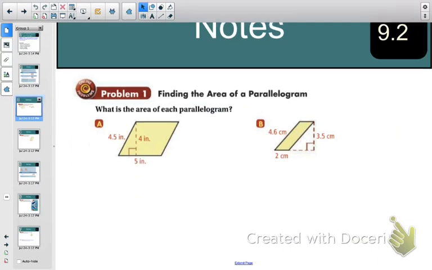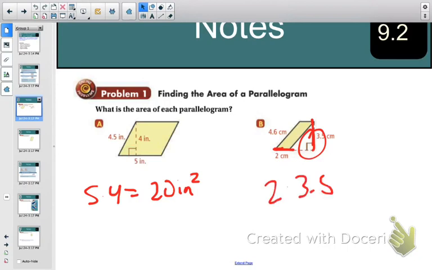Okay, so what is the area of each parallelogram? So for this one, we have to look at the right angle here. We want to use the two sides that form that right angle, which is this side and this side, those two lengths. So it's just going to be 5 times 4, which gives us 20 square inches, because it's area. Now this one, our right angle is here, so we want to use this side right here and this height right here. So 2 times 3.5 gives us 7 square centimeters. Alright, simple as that.